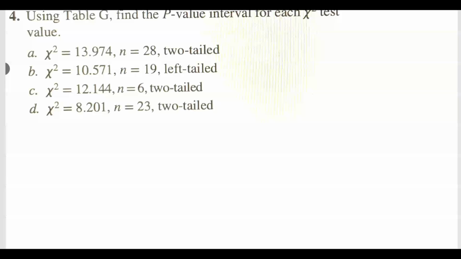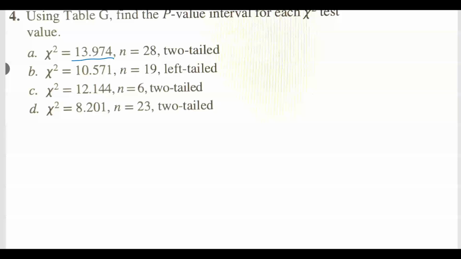Right, this video is going to focus a little bit on finding the p-value interval for each chi-square test value. We are not able to find a p-value by itself, but what we can say is the probability of getting such a score, like this score over here, 13.974, in the interval between, let's say, 5 and 10%, or between 2.5% and 5%. This is essentially what we're going to be doing here.